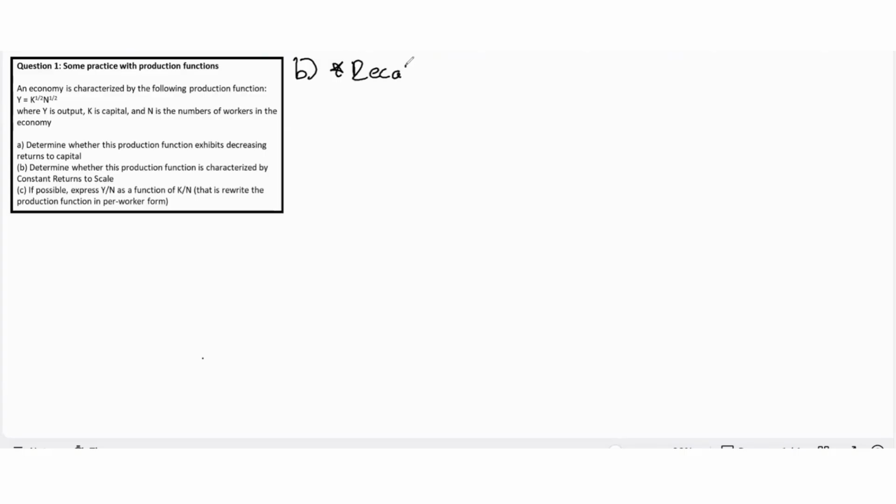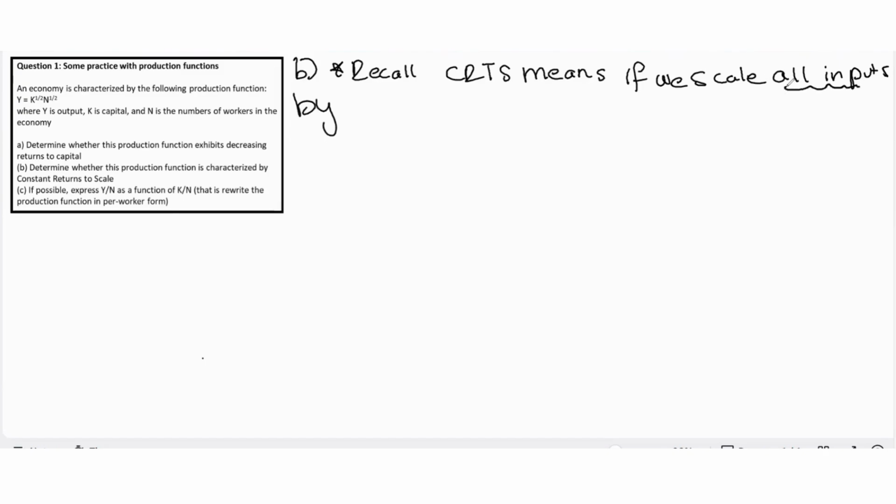Recall, constant returns to scale means if we scale all inputs by some amount, so the key is all inputs, by some amount, output gets scaled by that same amount.